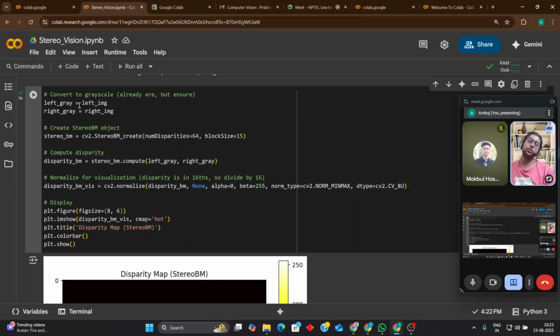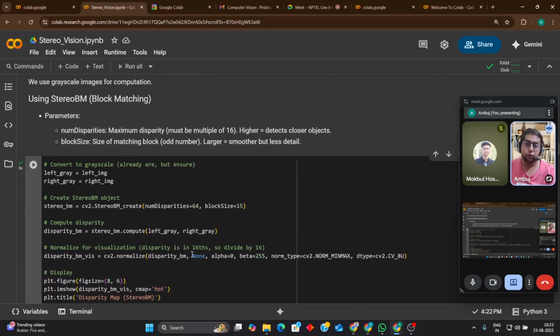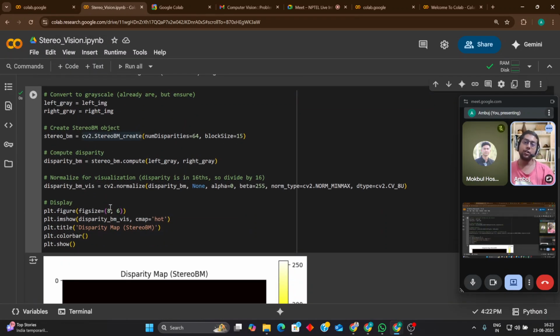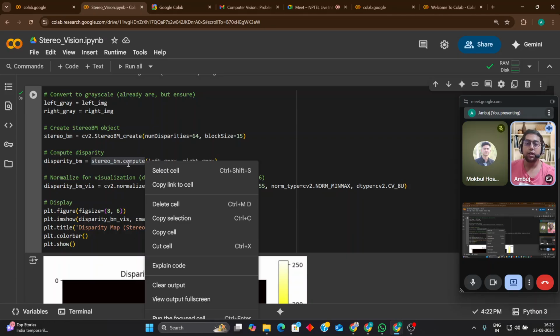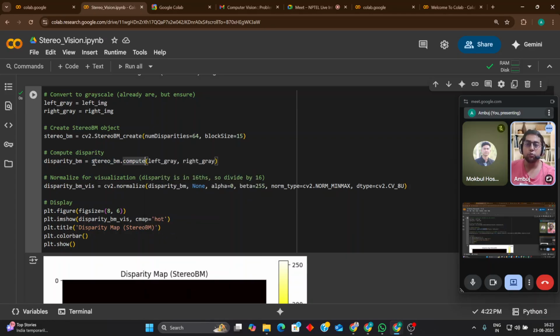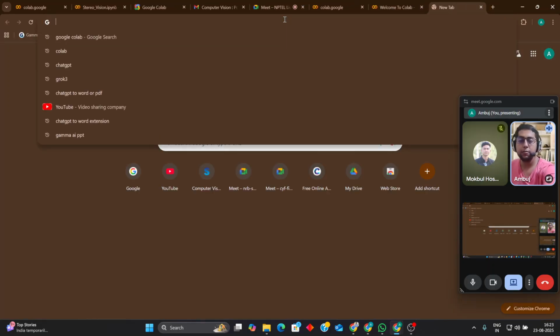When it comes to research, predefined functions are of much use. But when you want to create something else, in that case, first of all, I have to define this particular function, stereo BM dot compute. So before this, I'll try to make a function and provide all the equations. If you try to see this particular function in Python, I'll copy it from here and do some research: what exactly is this function, what task is it performing?